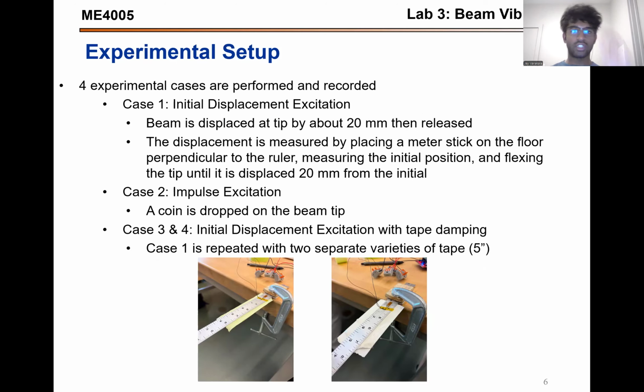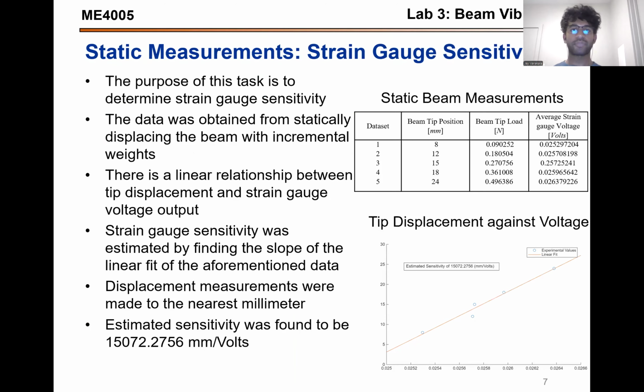Case 1 was initial displacement excitation, which involved displacing the tip of the beam by about 20 millimeters. Case 2 was impulse excitation, which had a coin dropped on the beam tip. And cases 3 and 4 were identical to case 1 with 2 varieties of tape to provide damping.